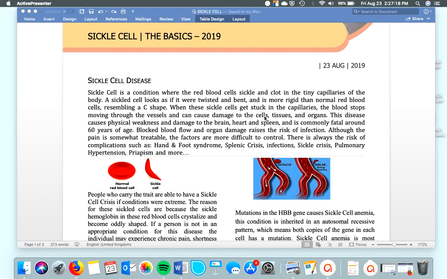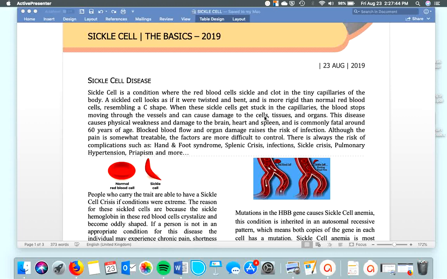So I got sickle cell disease. This is just a little thing that I made with just the basics. So sickle cell disease is a condition where the red blood cells sickle and clot in tiny capillaries of the body. The sickle cell looks like if it was twisted and bent, is more rigid than a normal red blood cell. It resembles a C shape or a banana shape.